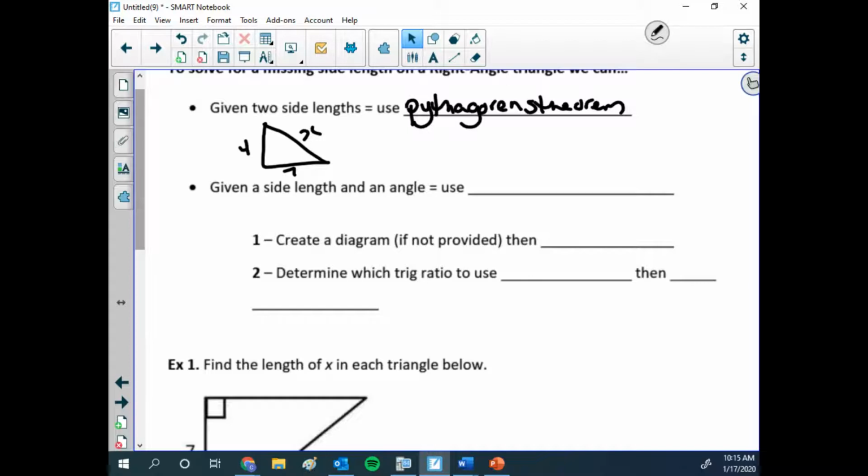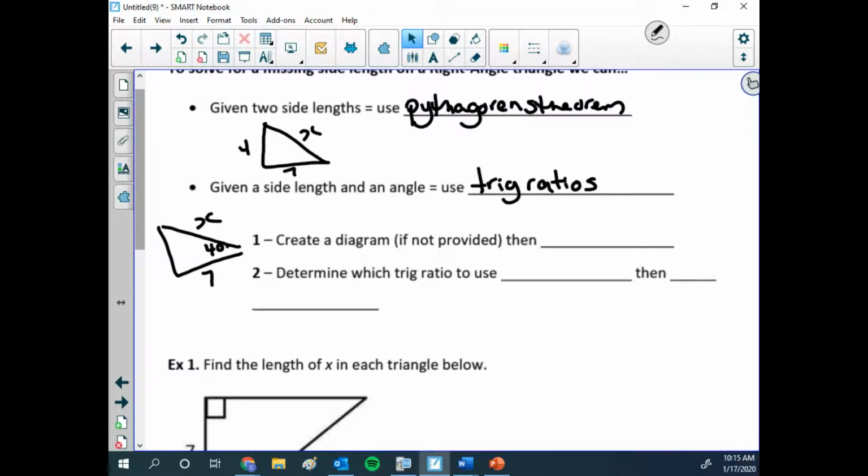The other type of question that might be asked is if I'm given a side length and an angle, I'm going to use one of my trig ratios. That would be like a triangle like this, where I say, okay, this is 40 degrees, this is 7, what's x? So I'm given a side length and an angle, and now I have to find the length of the missing side. I'll use a trig ratio to help me solve that.